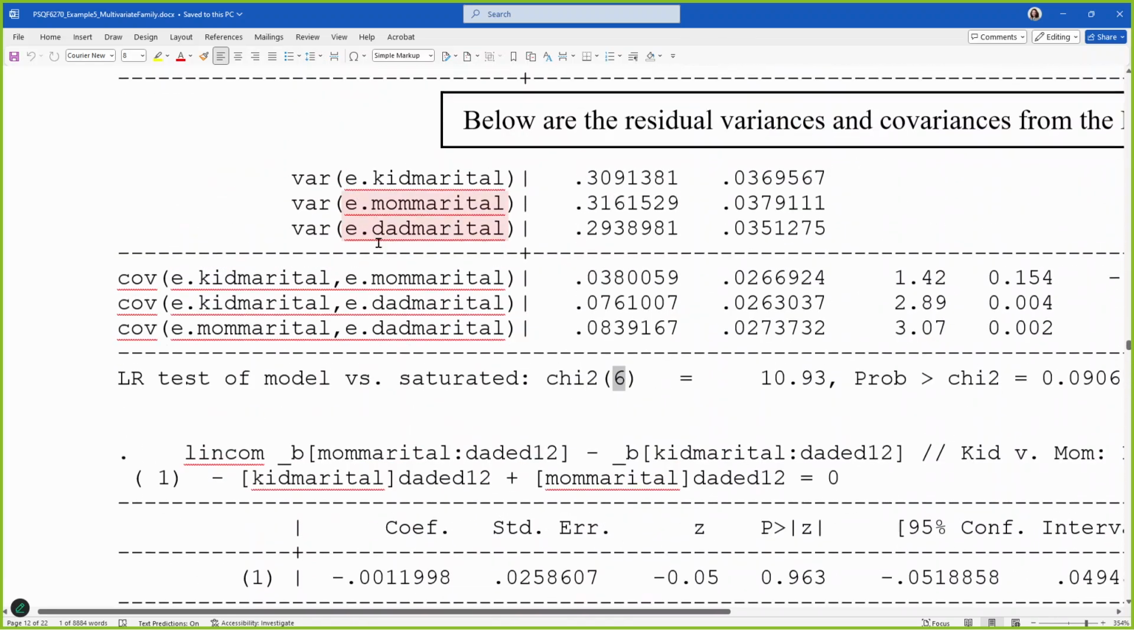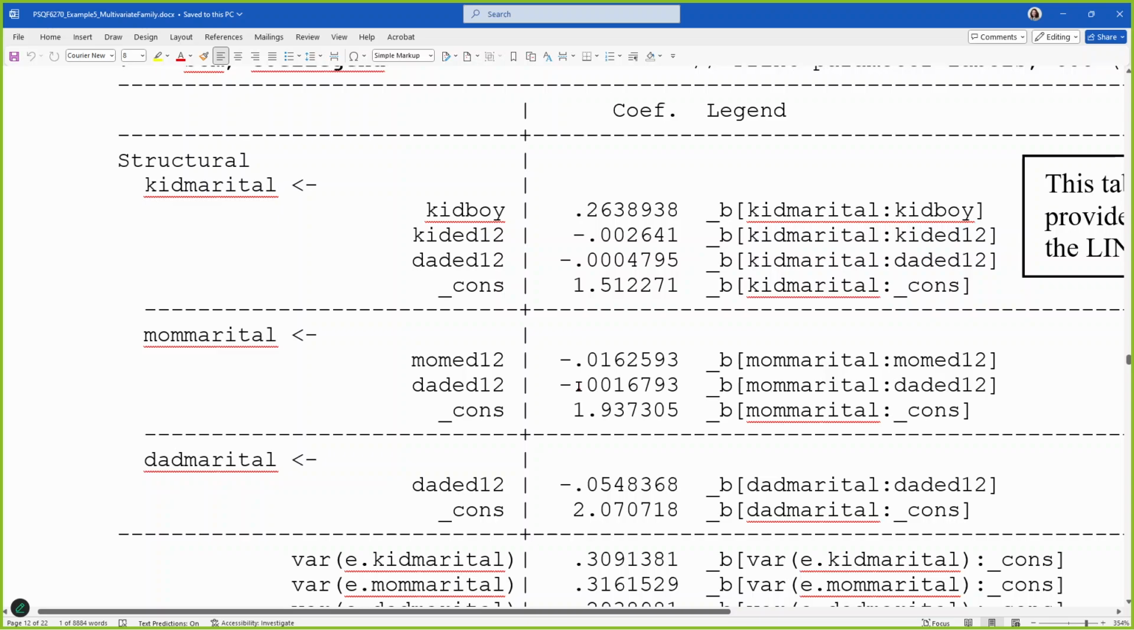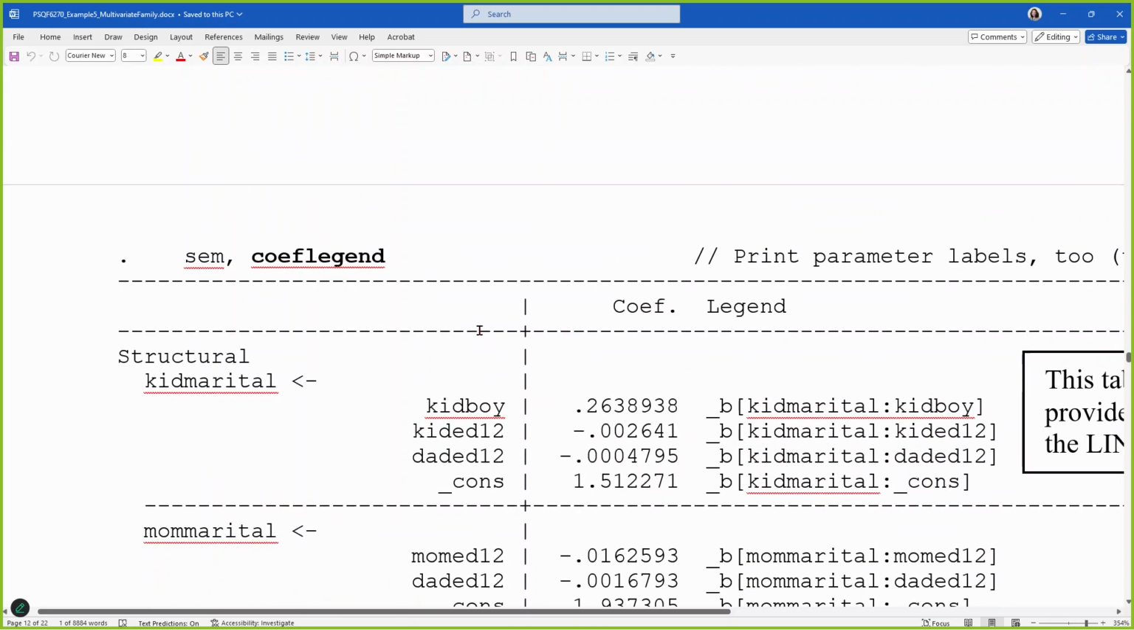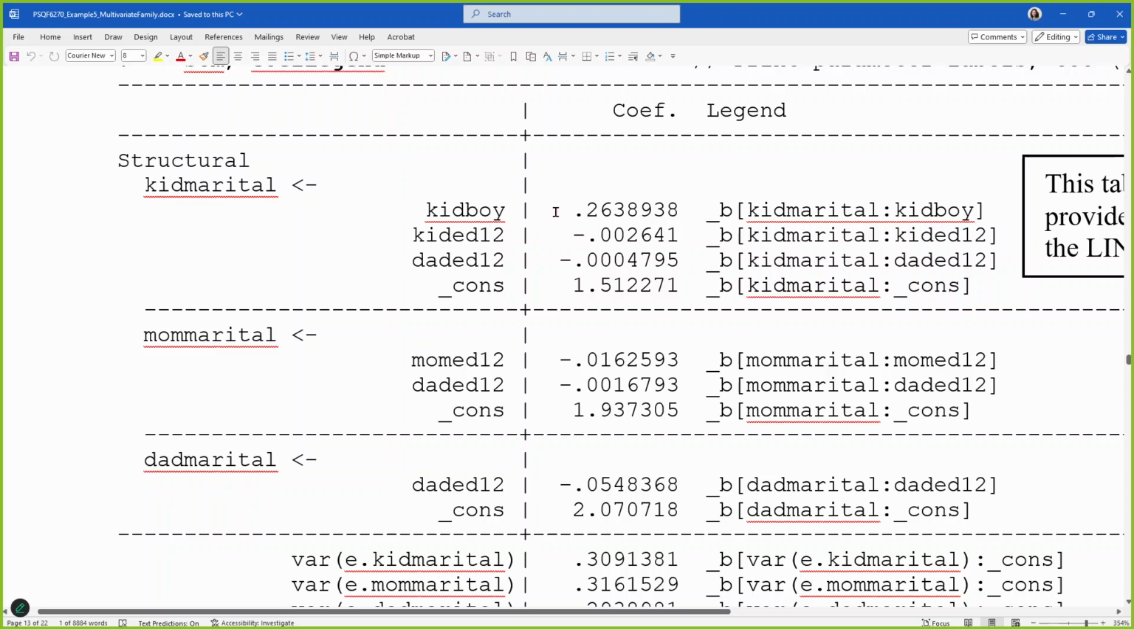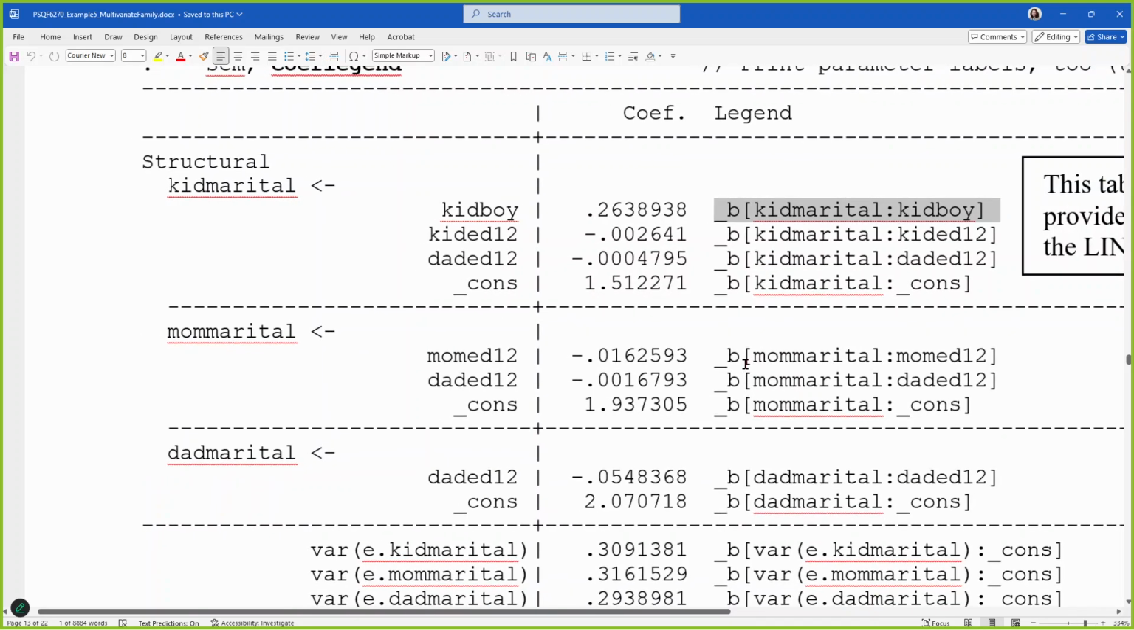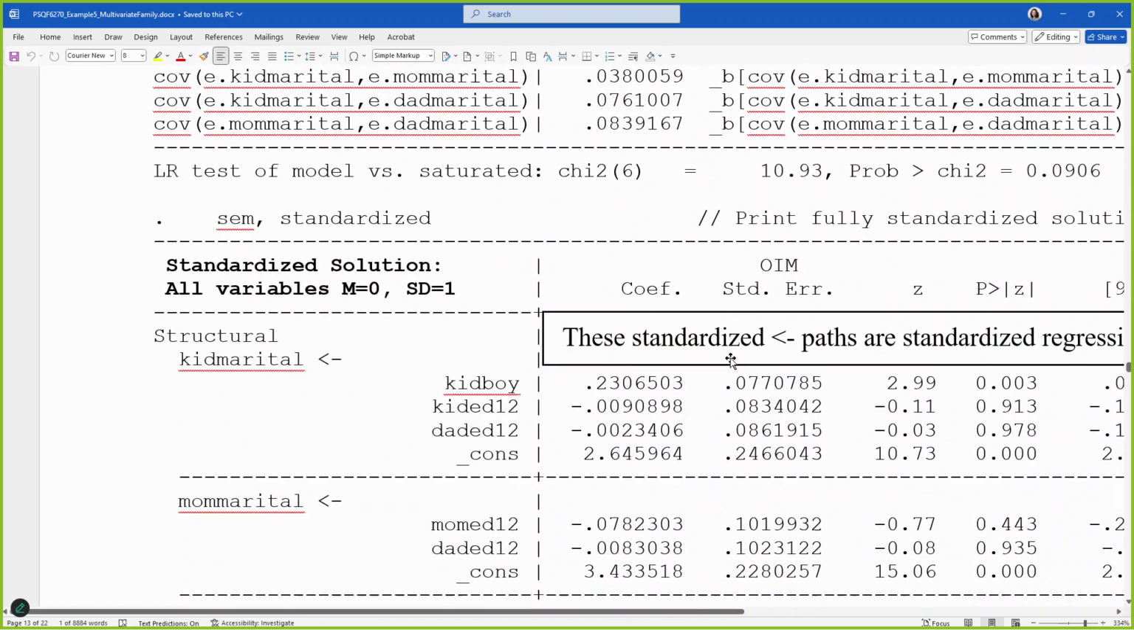So here's the linear combinations. Then I asked for the legends output. Do you see how it adds the name for what each of these things is called? That way, if you need to use it in a LINCOM or something, then you know what it is. That's helpful. Standardized solution. So I added this note.